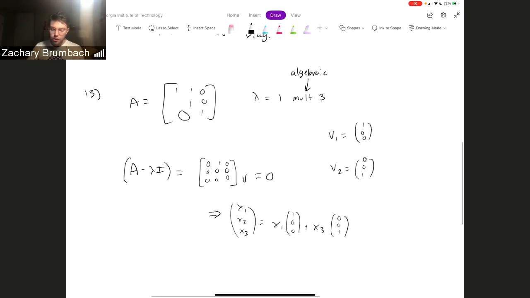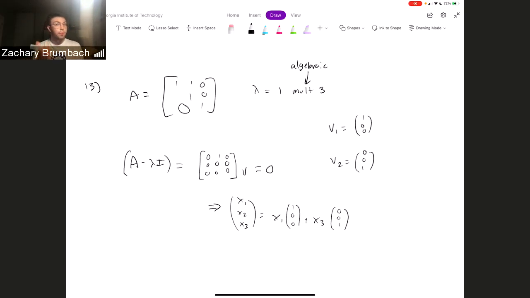Okay. So how many eigenvalues do we have? We have 3, right? We have 1 with the multiplicity of 3. We have 1 distinct, but we have 3 total. That's what the whole multiplicity idea is. How many eigenvectors do we have? 2. Okay. So since they're not of the same multiplicity, here we have 2.